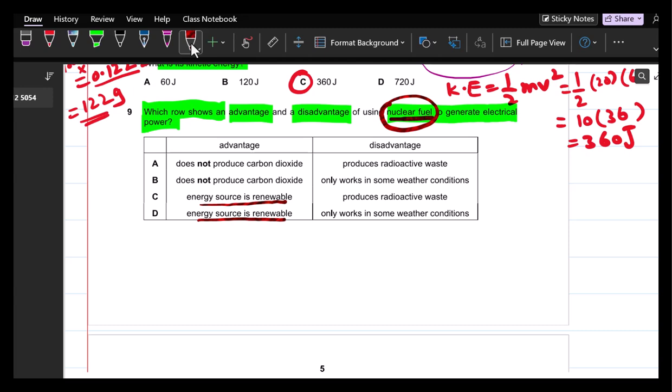So what is the correct option now? Either it will be A or B. A says does not produce carbon dioxide. It means no pollution will be there, no greenhouse effect will occur. So this advantage is right. The disadvantage is that it produces radioactive waste. Yes, nuclear fuel produces radioactive waste, so this is going to be right. And B says only works in some weather condition. No, this is not the correct option. So A is right here.